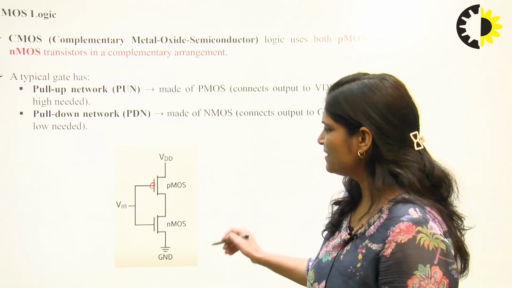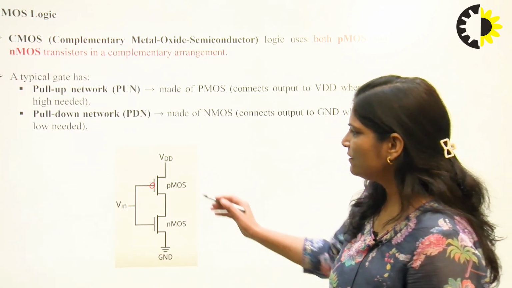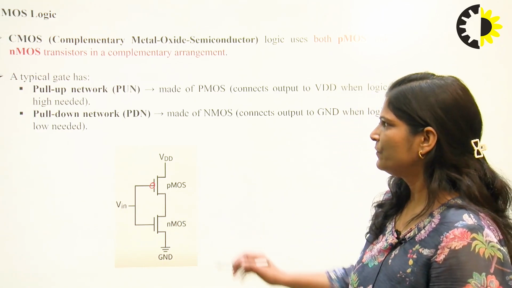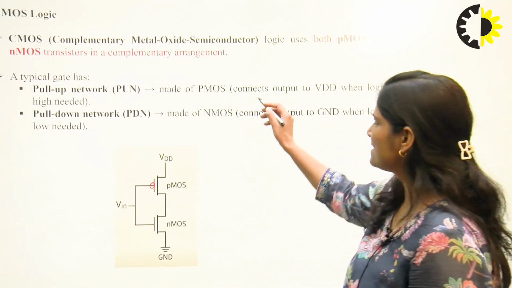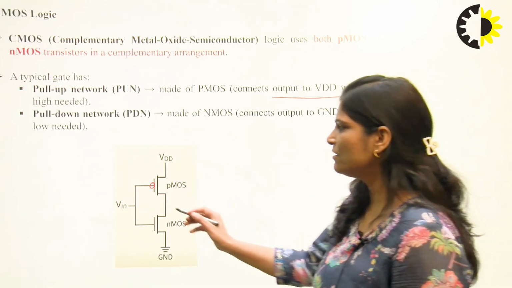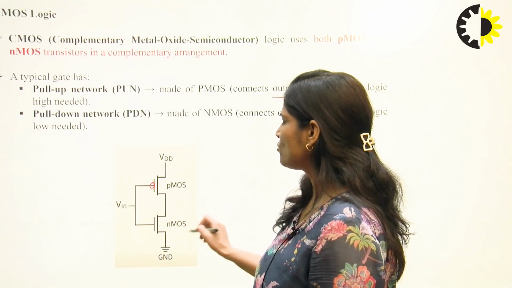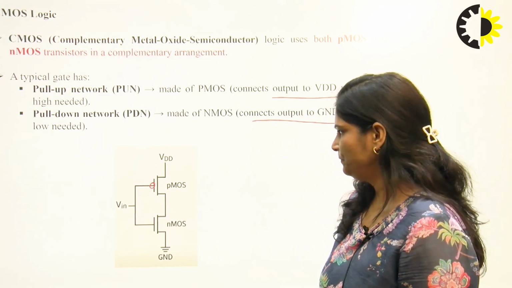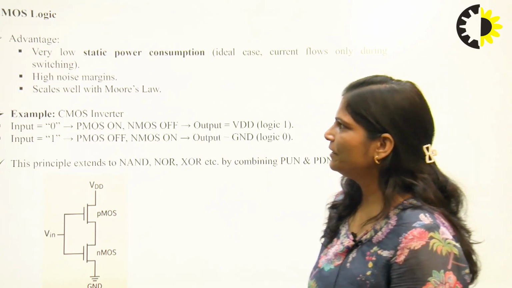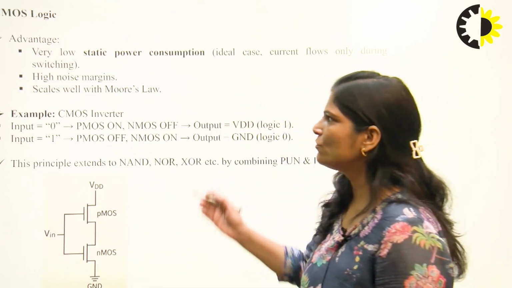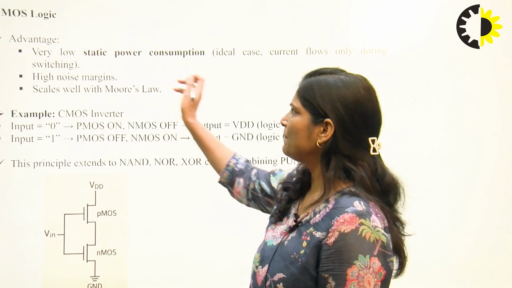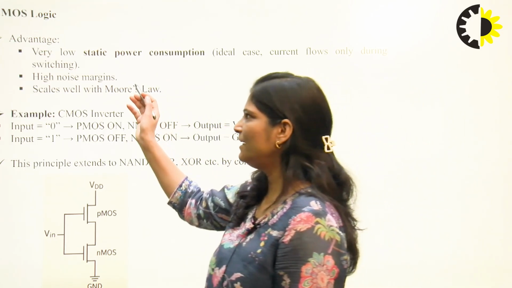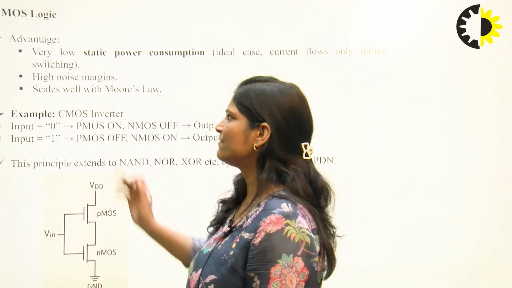So we can see this structure of the CMOS where PMOS is in the pull-up network and NMOS is in the pull-down network. Now PMOS connects the output to VDD when logic high is needed, and in the case of NMOS that connects output to ground when logic low is needed. Now here, what are the advantages of this CMOS? So very low static power consumption. In ideal case, current flows only during switching, and second is high noise margin. Third is scales well with Moore's law.